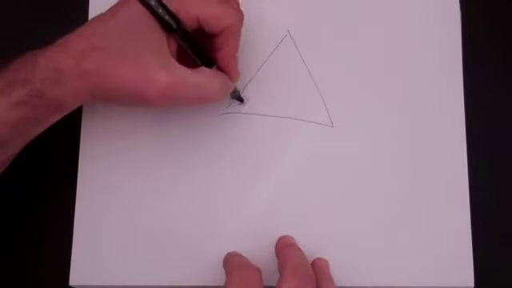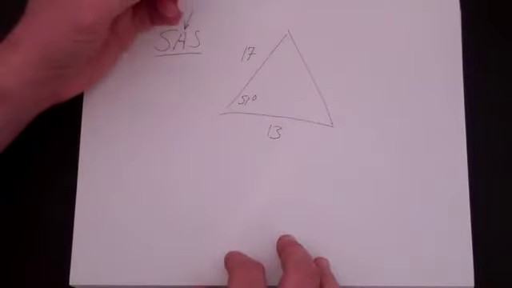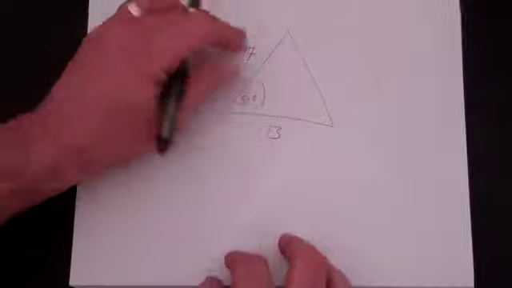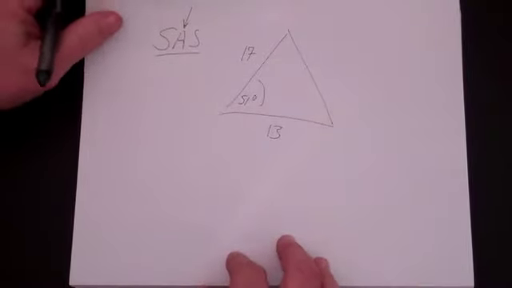If you knew that this angle was 51 degrees, this side was 17, and this one was 13, you would know a side, an angle, and a side, and the angle that you know is in between the two sides. And in that case, you can solve this using the law of cosines.